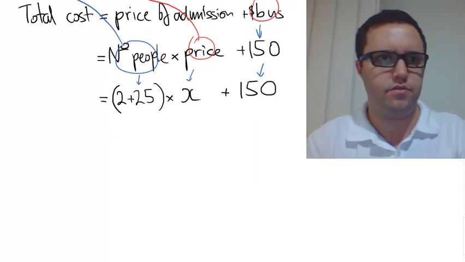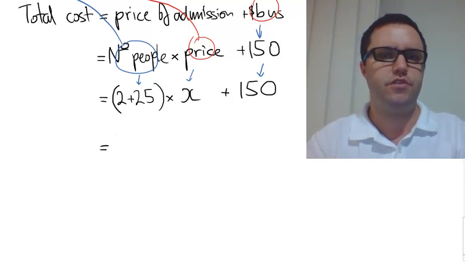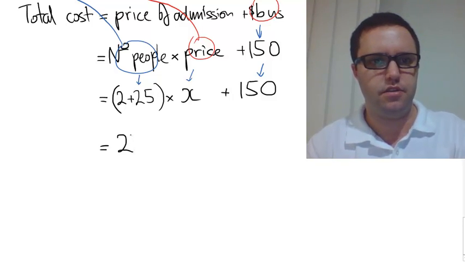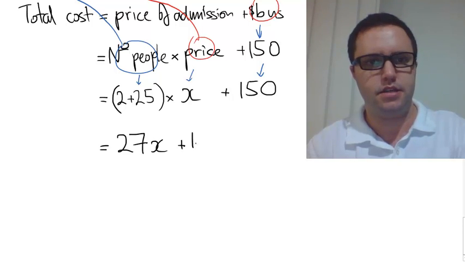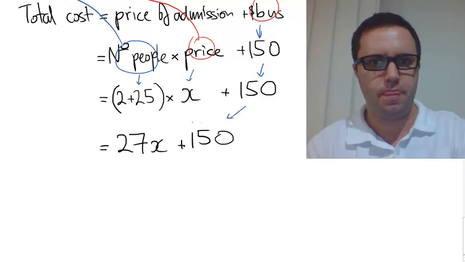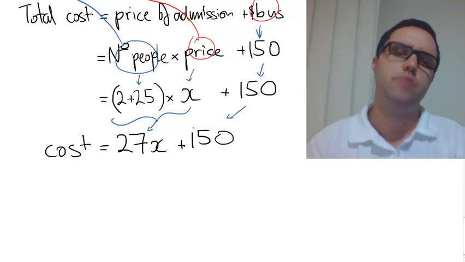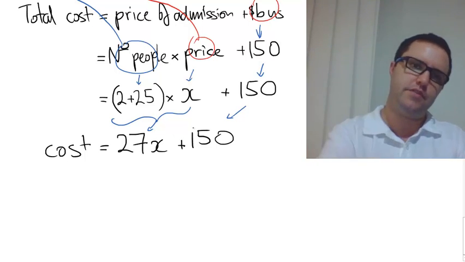Let's polish this off a little bit, make it look a little nicer. 2 plus 25, both numbers, we can just add them together. So we've got 27x plus 150. This has become that. And our cost of the trip is equal to 27x plus 150. So there are those steps I've gone through.